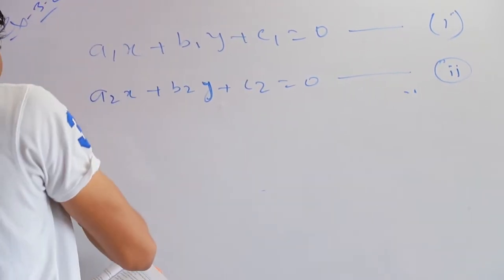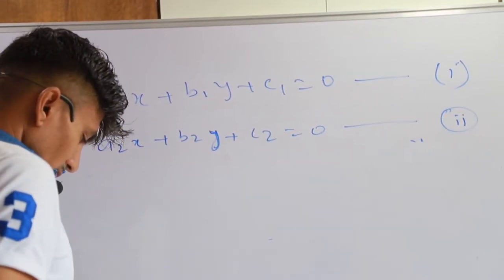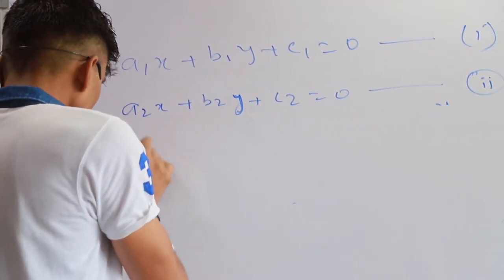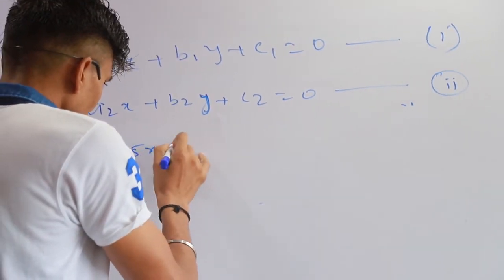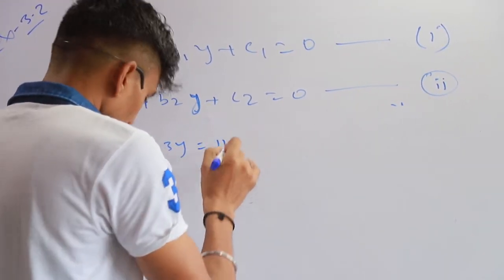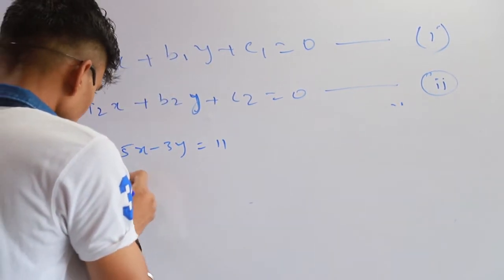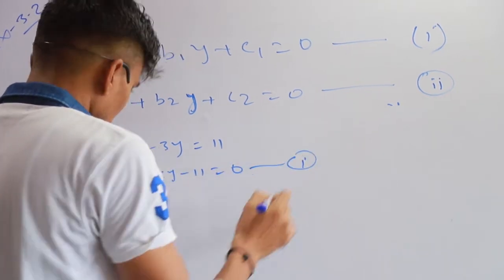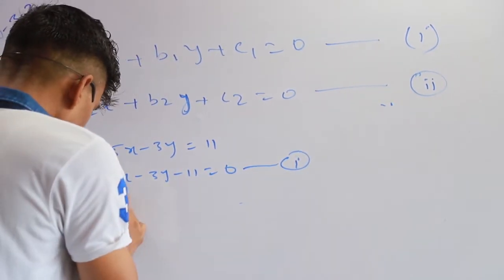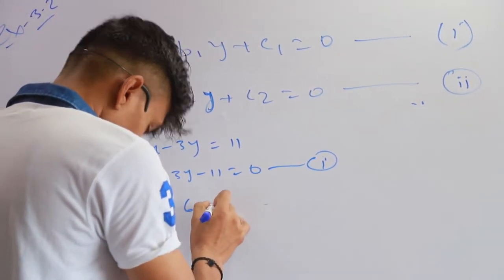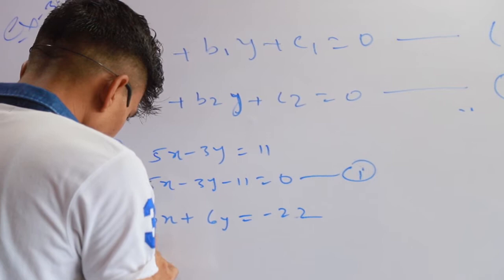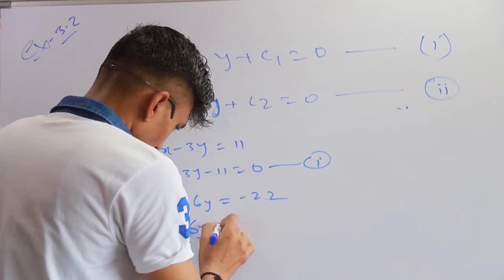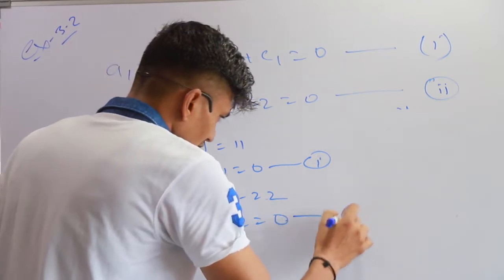Exercise 3.2, question number four. 5x minus 3y is equal to 11, so here 5x minus 3y minus 11 is equal to 0, that is equation number 1, and the second one is minus 10x plus 6y equal to minus 22, that means minus 10x plus 6y plus 22 is equal to 0. That's equation number 2.